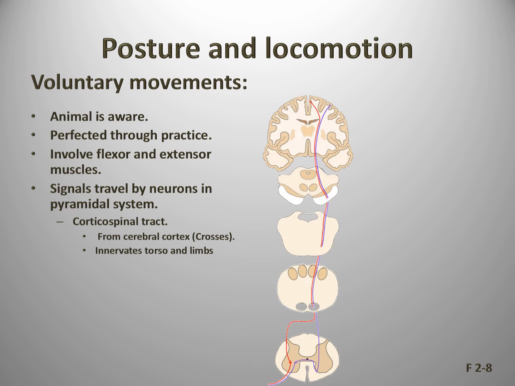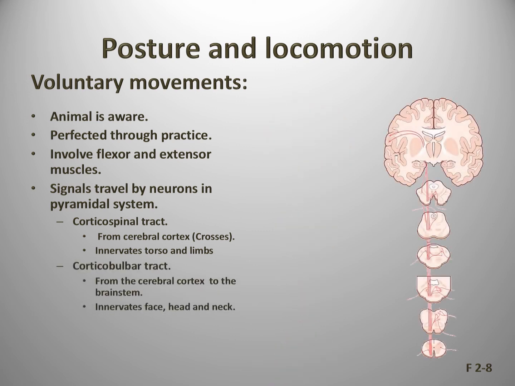The other tract is the corticobulbar tract, which carries signals from the cerebral cortex to neurons that reach the brainstem, in the midbrain, the pons, and the medulla oblongata, from where they innervate different aspects of the face and neck. Although these neurons have their cell bodies located within the central nervous system, they are considered lower motor neurons, as we're going to see in the next topic.